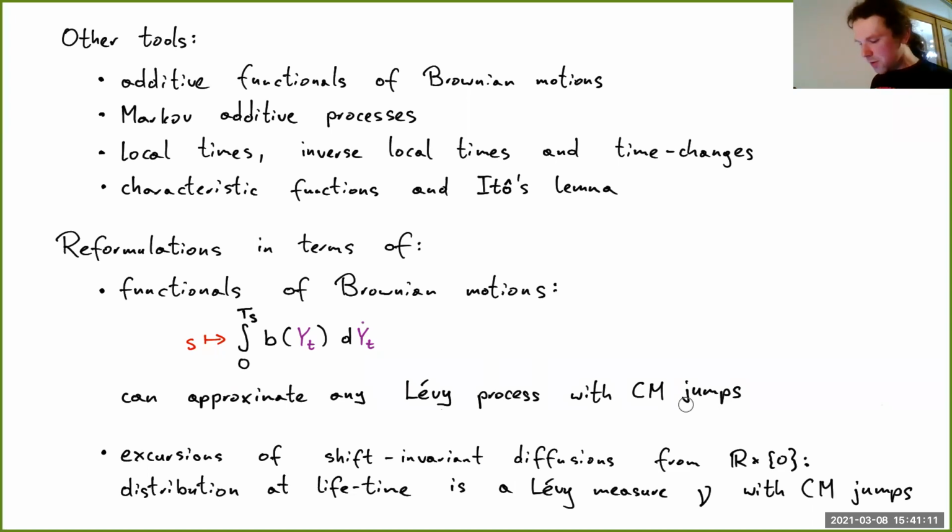There is also a reformulation in terms of excursions of shift invariant diffusions. Instead of looking at the entire diffusion, you can start it at the boundary, it gets killed immediately, and we can somehow compensate for that. What you get is a so-called excursion. You can also describe the result in terms of these excursions, namely the distribution of the excursion at its lifetime is given by the Levy measure nu of the corresponding Levy process with completely monotone jumps.